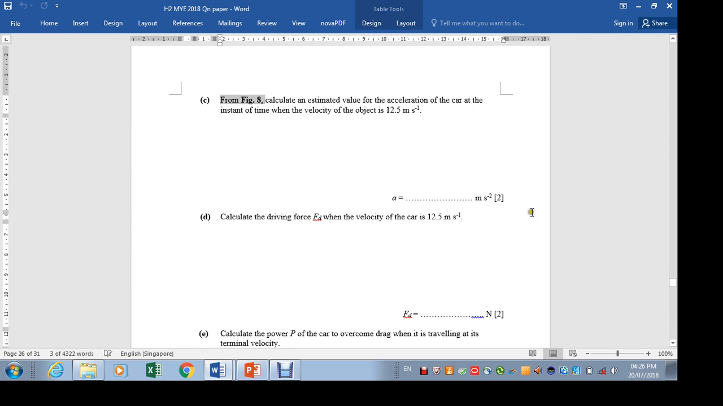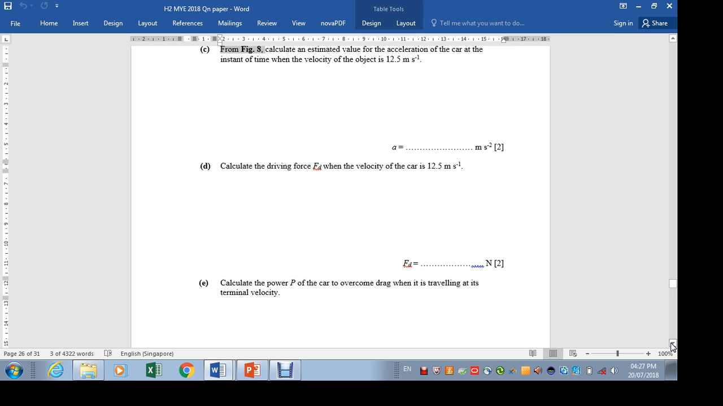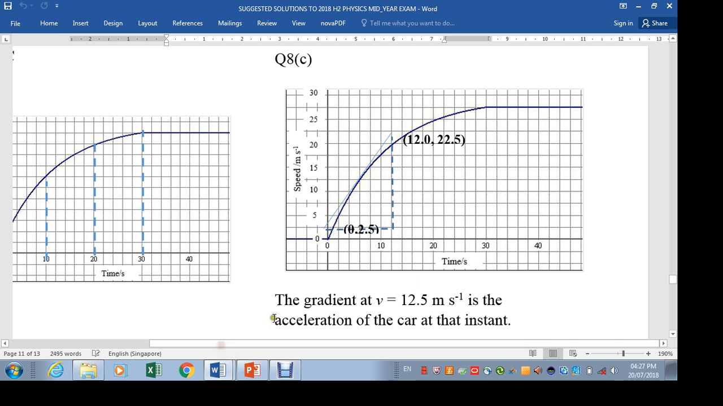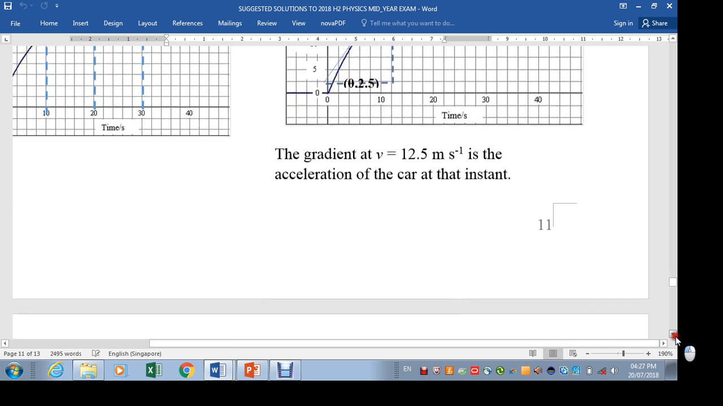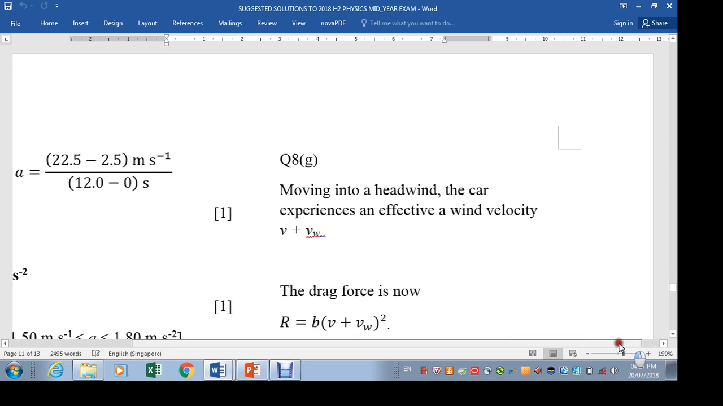Moving on. 8D, calculate the driving force when the velocity is at this value. Here is a tricky question because a lot of students write FD equals MA and are done. They forgot that there was something else in the question. They get the wrong answer. Don't forget that there is a resistive force. If you draw the free body diagram, it will help you look at the question. So this is my advice: whenever you have forces and an object, draw the free body diagram.